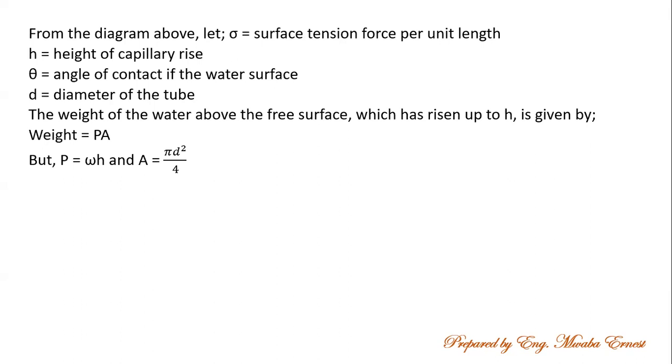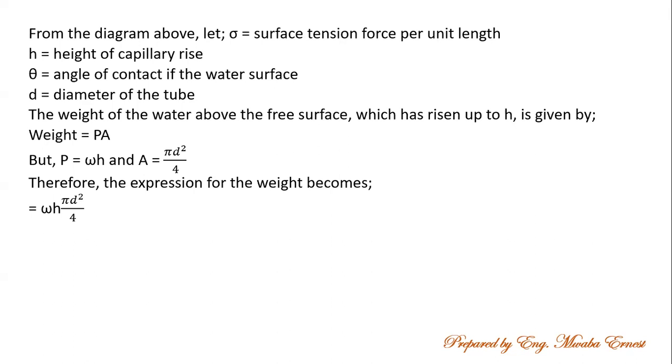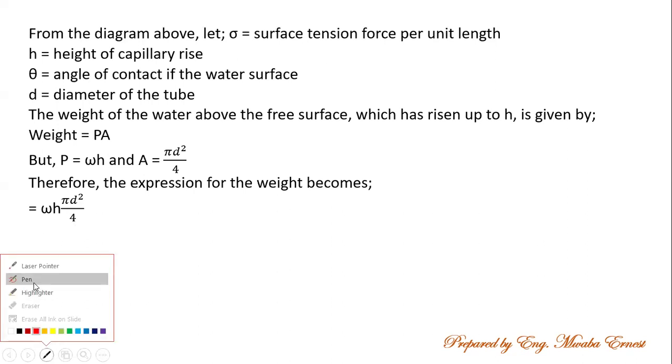Then, of course, we already know that when we want to know the weight, it is pressure times area. But since we already know that pressure is given by omega h and area is given by pi d squared over 4, then we can write the weight of the liquid as omega h, representing the pressure, times the area represented by pi d squared over 4. Now, what next?